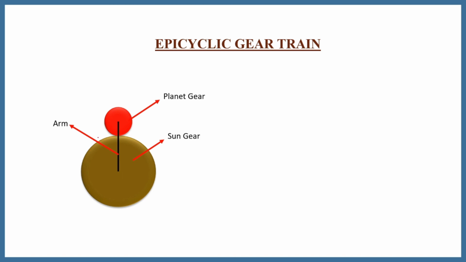And there is one arm which is very important, which connects this planet gear and gives the motion to another shaft. That means in this case there are 2 shafts. This arm is connected to another shaft, and the shaft of the sun gear is a different shaft. In this way we can transmit the motion.